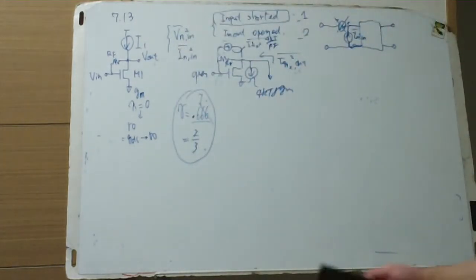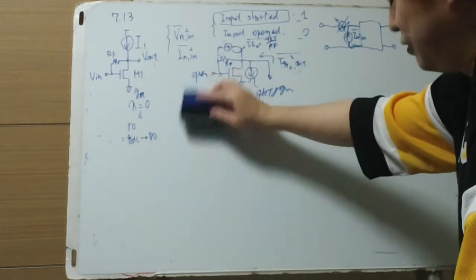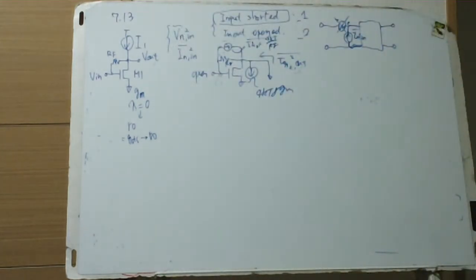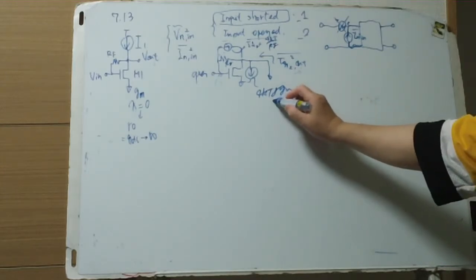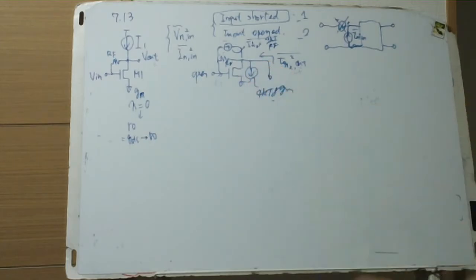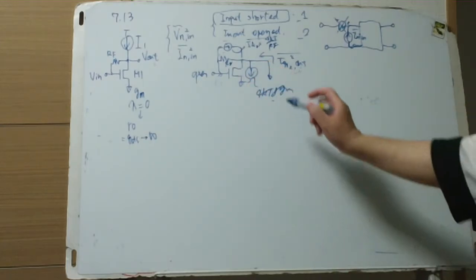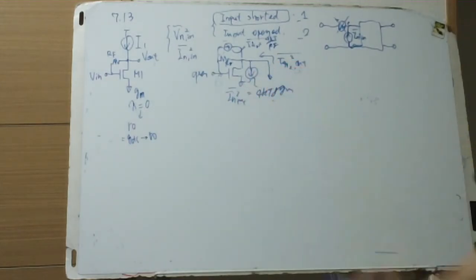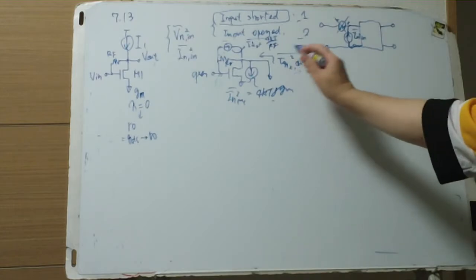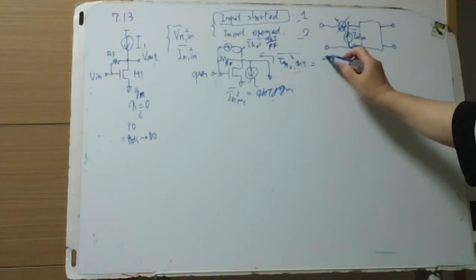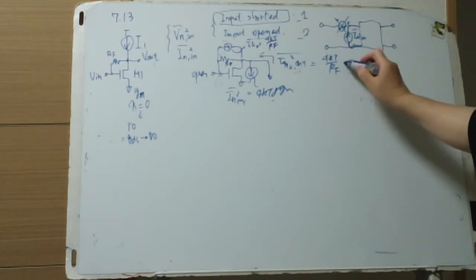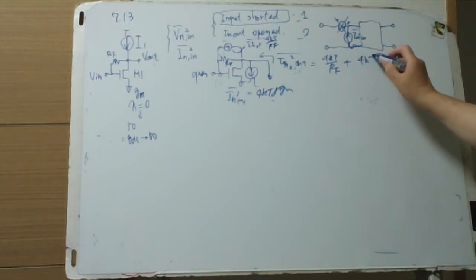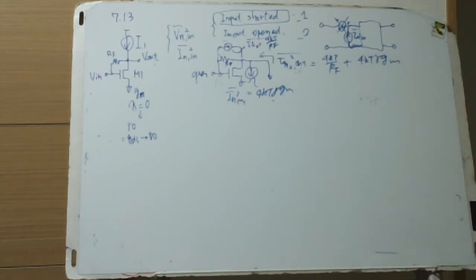This is written in this textbook, so I don't mention that. I didn't mention that, but we need this gamma for NMOS and PMOS. So the current is this, I n M1 squared bar, which is 4kT over RF plus 4kT gamma GM.